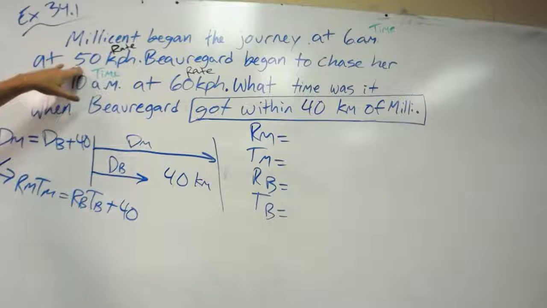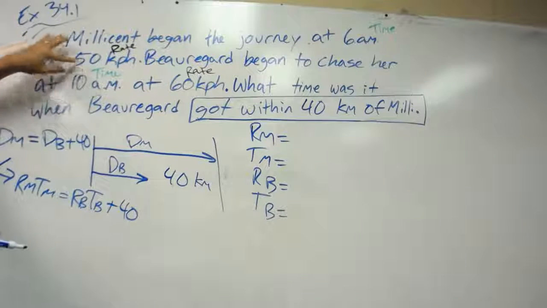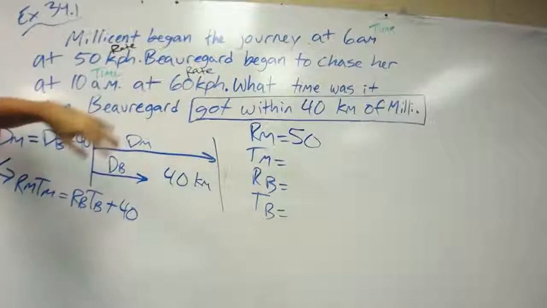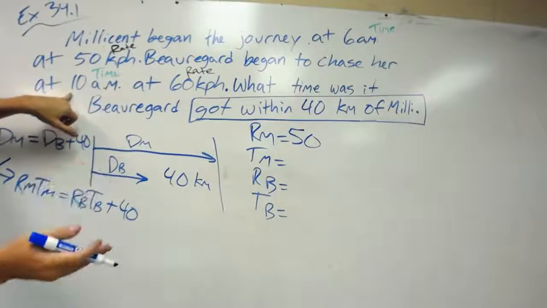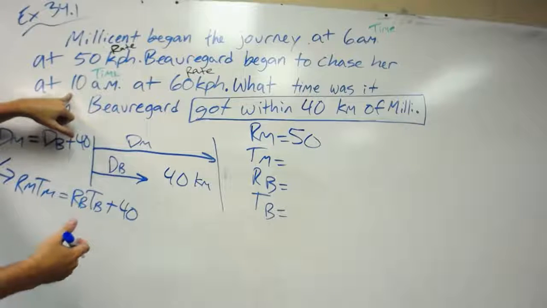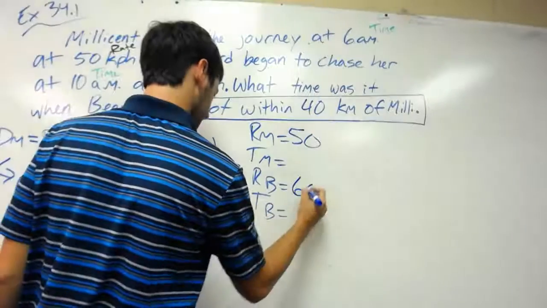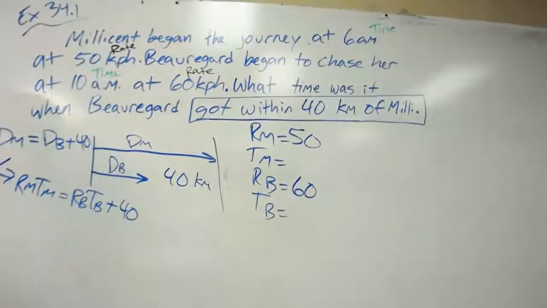But it does give us 50 kilometers per hour. So rate of Millicent is 50. 10 a.m. Once again, time in the day. That doesn't refer to how long they've been traveling, but we are given 60 for the rate of Beauregard. So he's going a little bit faster, so he is catching up.